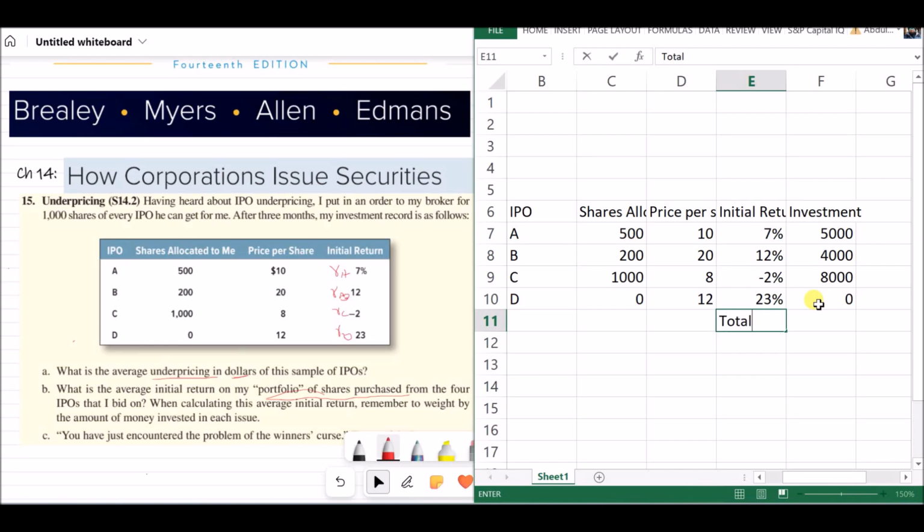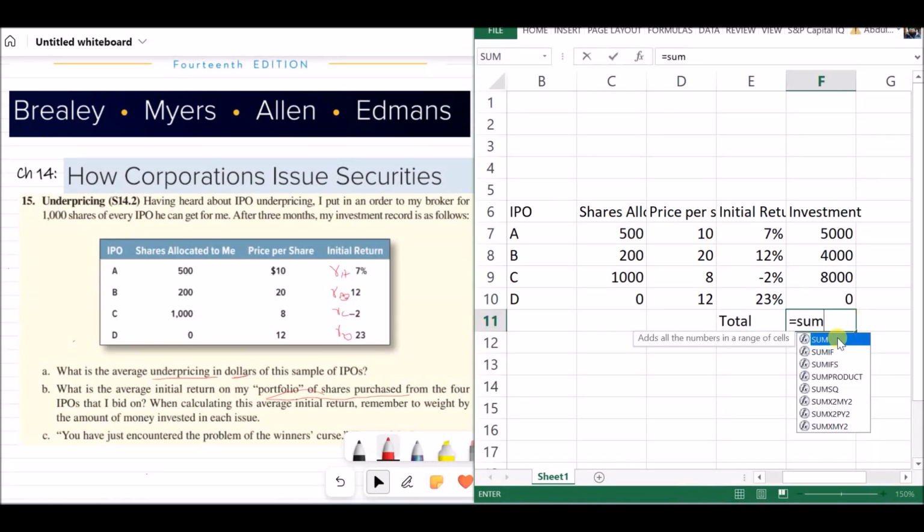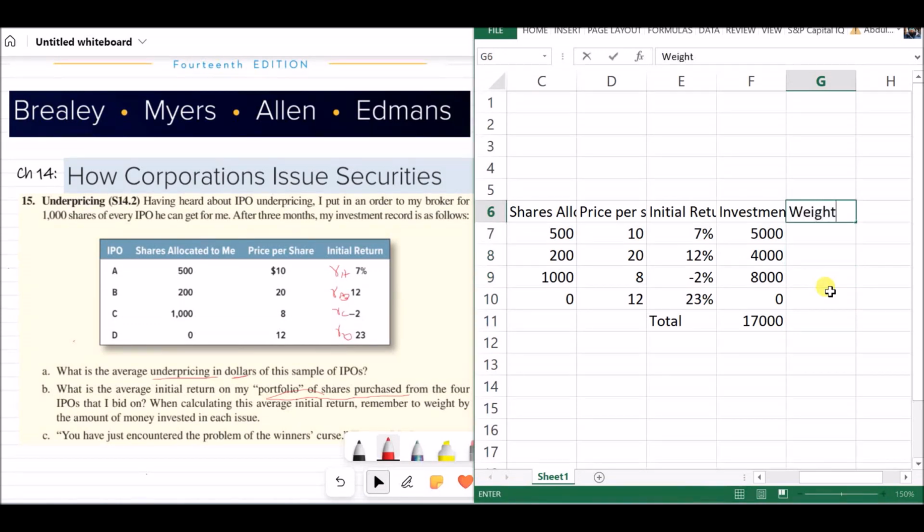Then we have to total it. We will use the sum function. We'll just add up all of these. So now we can calculate weights. What are the weights? Weights are actually the investment in A divided by total, right? Similarly, investment in B divided by total, and investment in C divided by total. So we will add up all these weights. They all should sum up to 1. So now we have WA, WB, WC, WD, which of course is 0, so it will be 0.